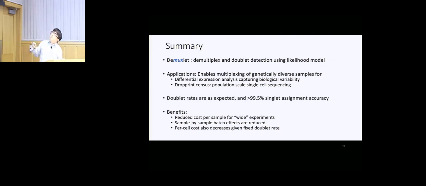So you can do this kind of census, and the droplet rates go as expected. For the singlet assignments, we've seen that in most cases there is 99.5% or greater singlet assignment correctness, even if we multiplex a lot of samples. And so the benefits, as I said earlier, are that you can do a wide experiment. The per-sample cost is reduced a lot, you can reduce batch effects, and you can reduce the per-cell cost as well, because you can load a lot of cells. So the library prep cost per cell goes down a lot.